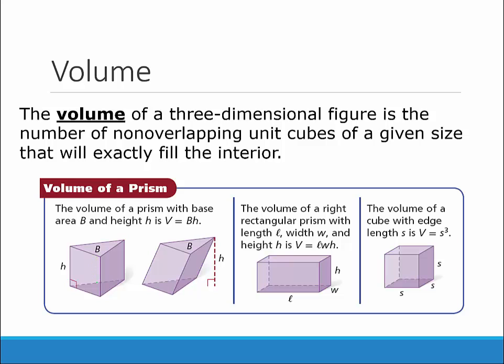So it depends on what kind of base we have. If we have a rectangular prism, it's length times width times height. The length times width gives us the area of the base, and then we still multiply it by how tall it is. And if it's a cube, everybody's the same, so it's just length times width times height ends up being s times s times s, or s cubed.